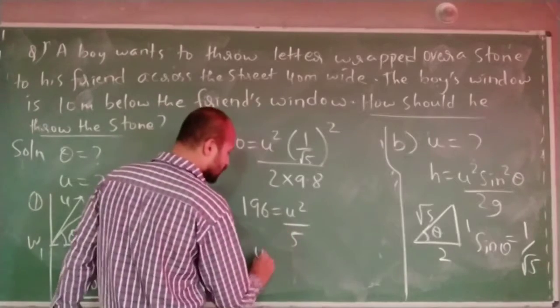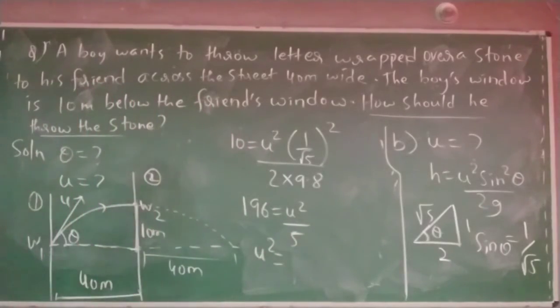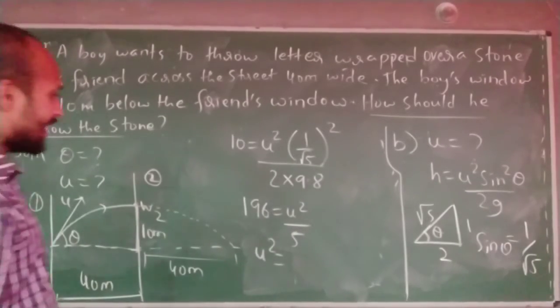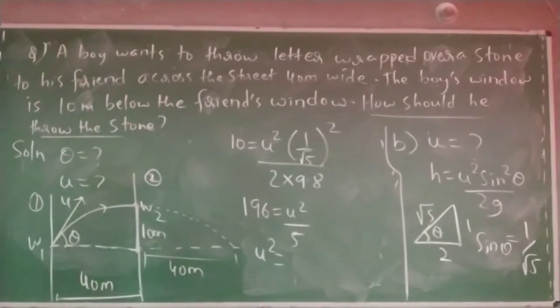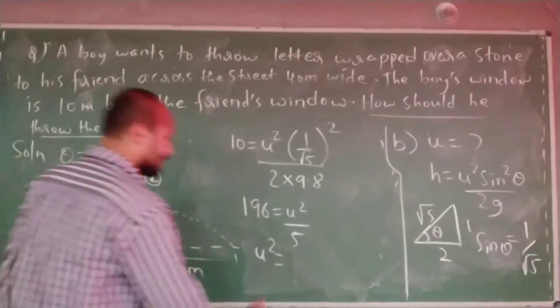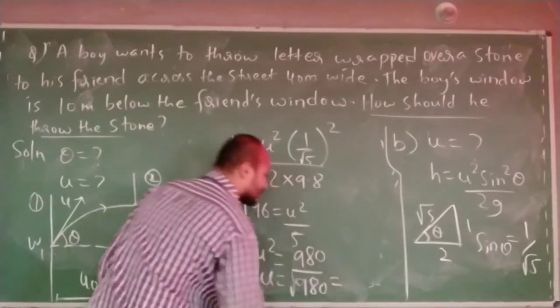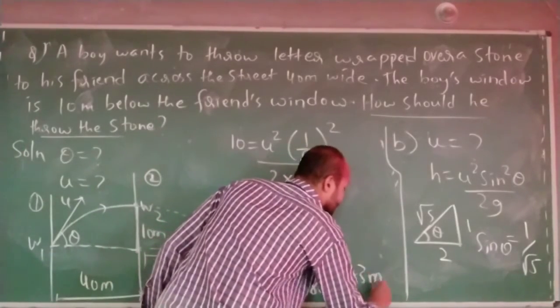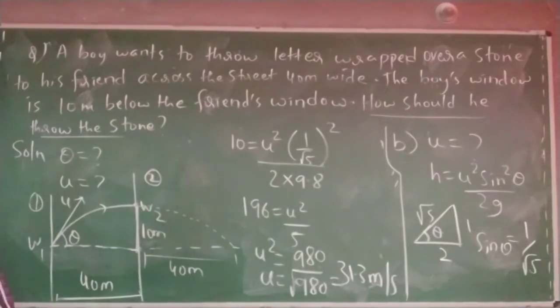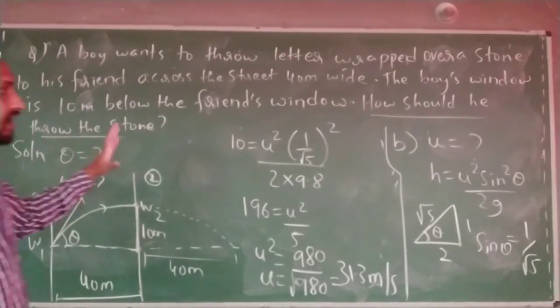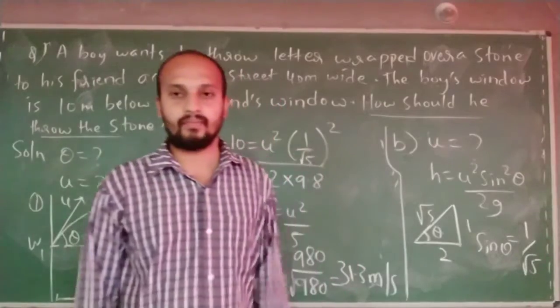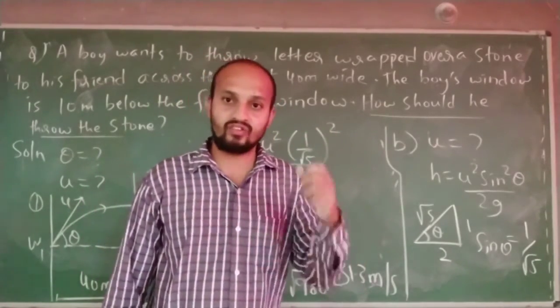Correct, no? So u square is equal to how much? You are getting 980. So root of 980, you will get nearly equal to 31.3 meter per second. This is the value of the initial velocity of the projectile. Very interesting problem. So only you can solve it; whatever formulas I used, you have to understand. Whatever formulas I have derived and given, that is more important.